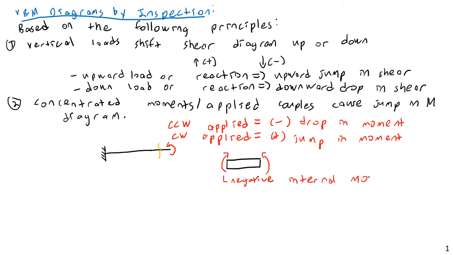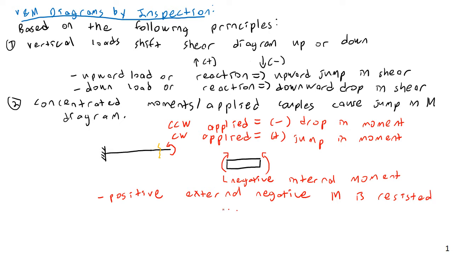Now, this particular section would still be in positive bending if I ignore anything else on here, but the point being that an external moment needs to be resisted by something. A positive external moment is resisted by an internal negative moment. An external moment applied will be resisted by a negative or a clockwise internal moment. Or rather, a positive external moment M is resisted by an internal negative moment.